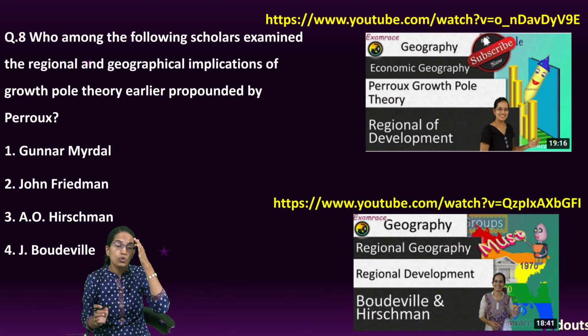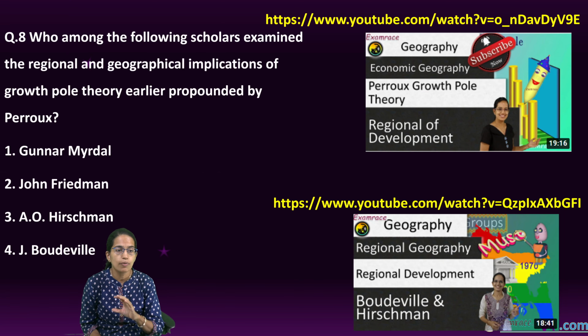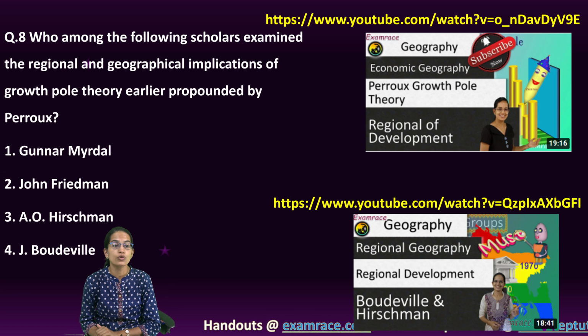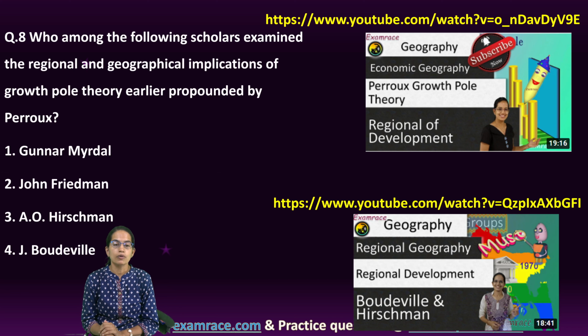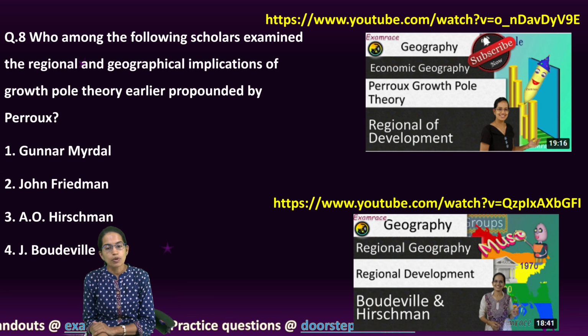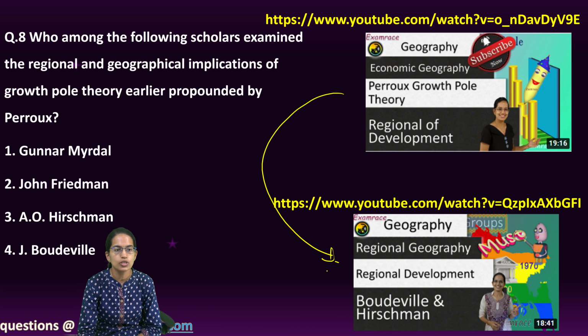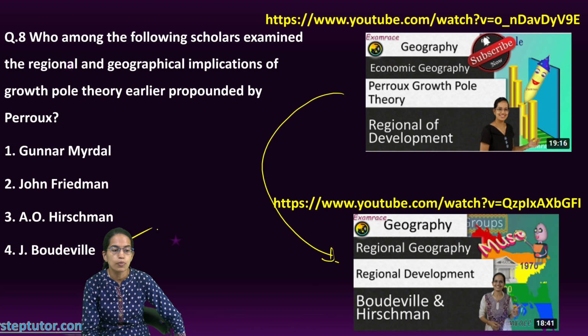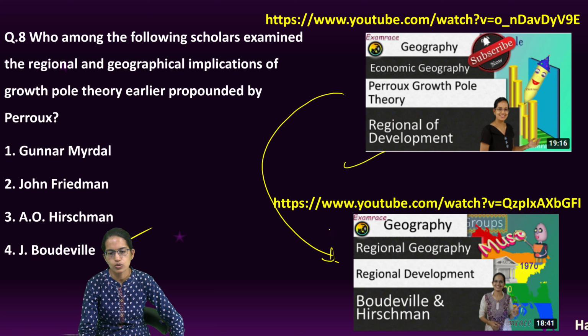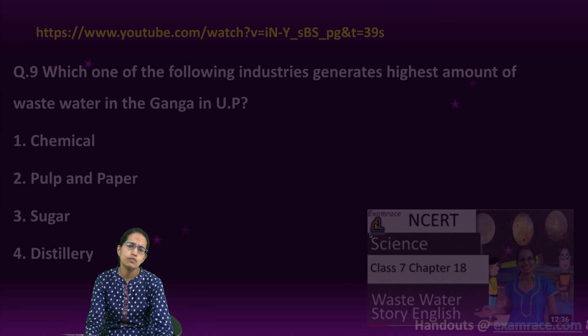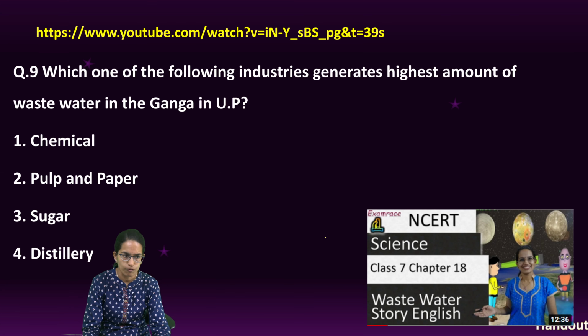The next is, who among the following scholars examined the regional and geographical implications of growth pole theory, earlier propounded by Perroux. So the theory was propounded initially by Perroux, and later on it was actually examined by Boudeville. So we have covered both the theories separately in the lectures, just refer to those. Extremely important question from regional development, asked off and on.